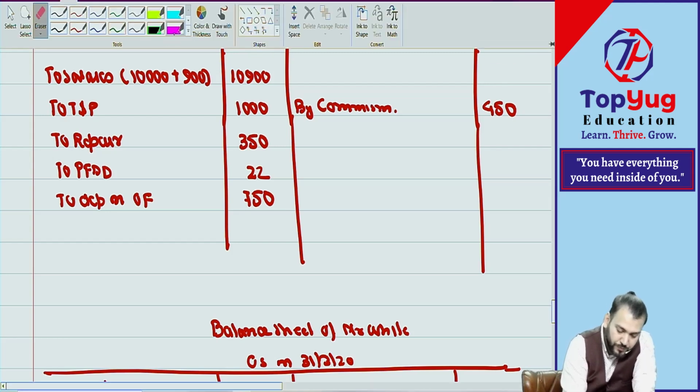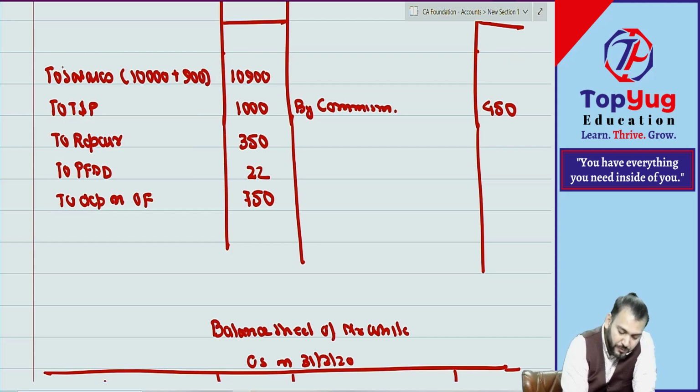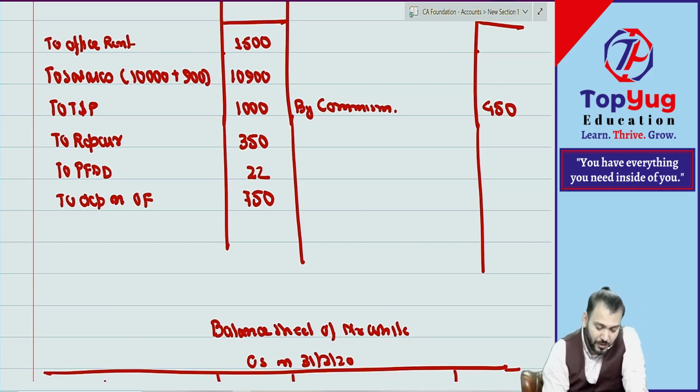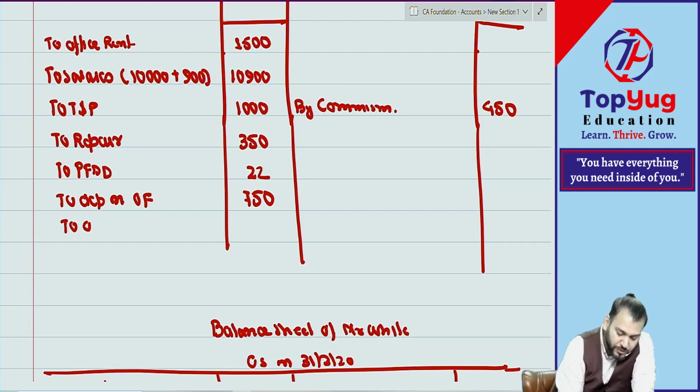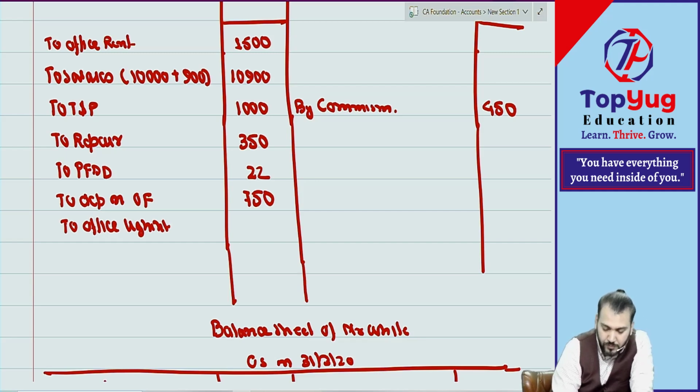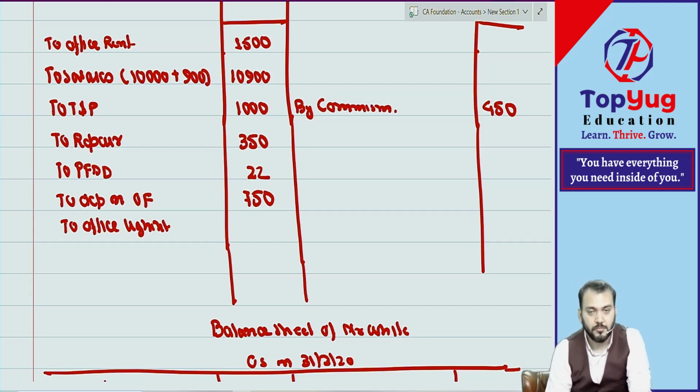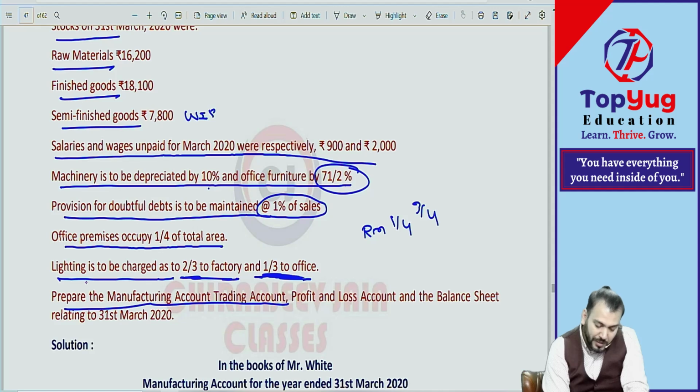Write down office rent. How much? 1,500. Then what? Lighting. But how much office lighting? Give me office lighting 1/3. Lighting also they have given office this much. Correct now? They have given lighting is charged 2/3 for factory and 1/3 for office.